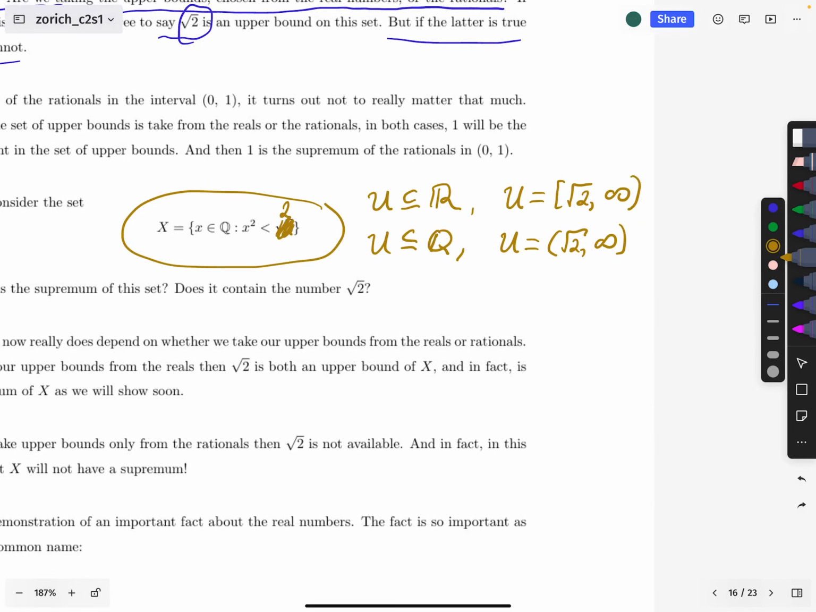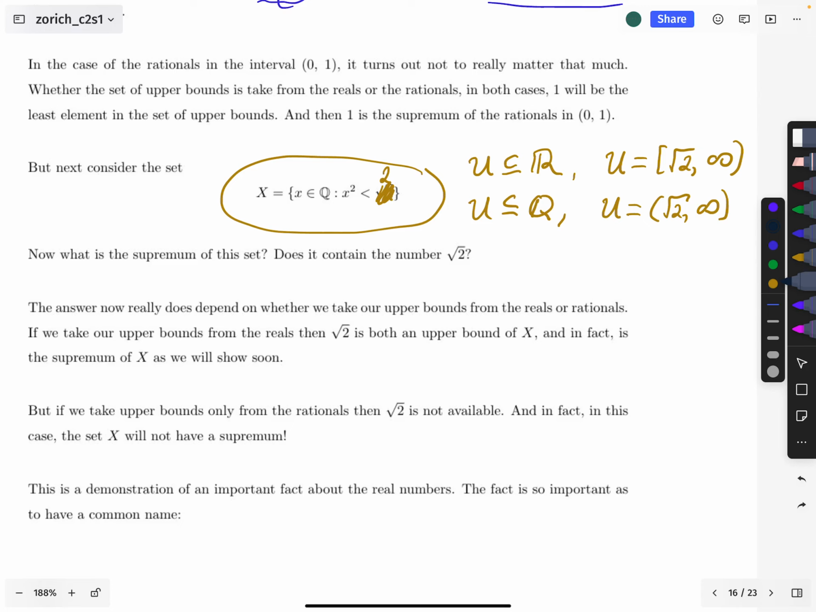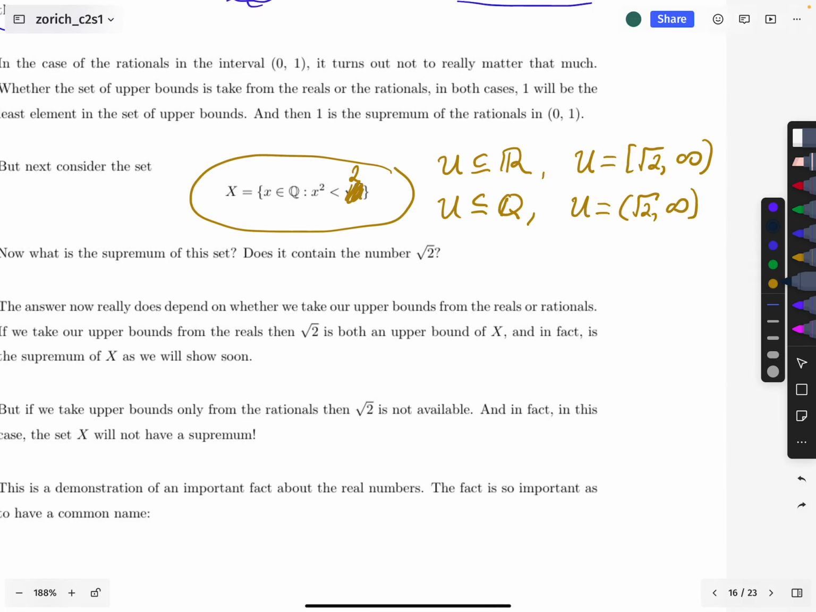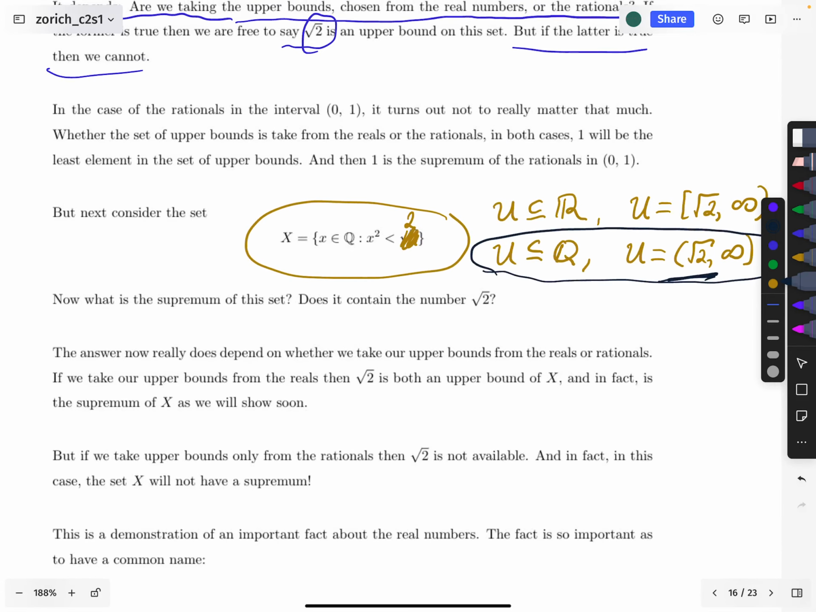So this would be the interval of all rational numbers which are, in a sense, bigger than root 2. It's a little awkward to talk about the rational numbers which are somehow defined in terms of a real number. But I'm not going to get too lost in the weeds on that issue. The point is just that when you take your set of upper bounds from the rational numbers, your set of upper bounds no longer has a minimum. And then the supremum no longer exists. So that's the important point, right? It is possible for your set of upper bounds to not have a minimum.